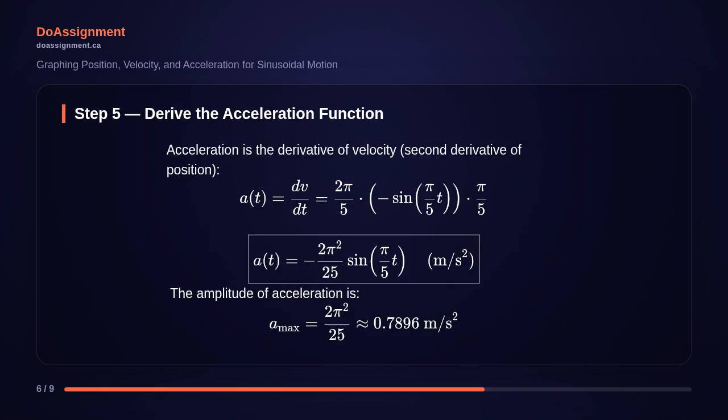Acceleration is the derivative of velocity. Differentiating 2 pi over 5 times cosine of pi over 5 times t using the chain rule gives us negative 2 pi over 5 times sine of pi over 5 times t multiplied by pi over 5. This simplifies to a of t equals negative 2 pi squared over 25 times sine of pi over 5 times t in meters per second squared. The magnitude of peak acceleration is 2 pi squared over 25, which is approximately 0.79 meters per second squared.